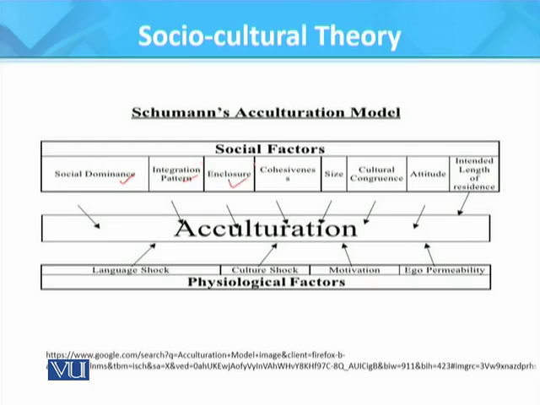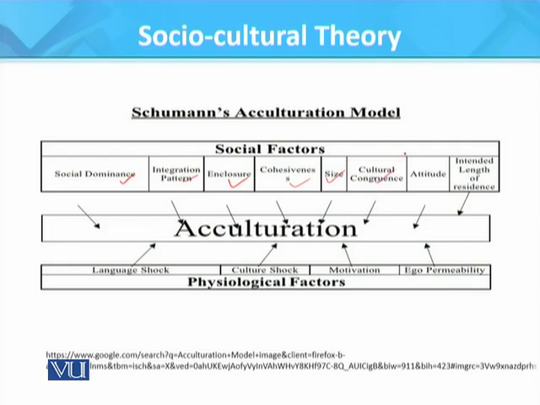Enclosure refers to the degree to which the second language learner group and the target language group share the same social constructs such as schools, clubs, parks, professions, and trades. Cohesiveness here means that if the second language learner group is cohesive, it will tend to remain separate from the target language group. Size: if the second language learner group is large, then intra-group contact will be more frequent than contact with the target language group.